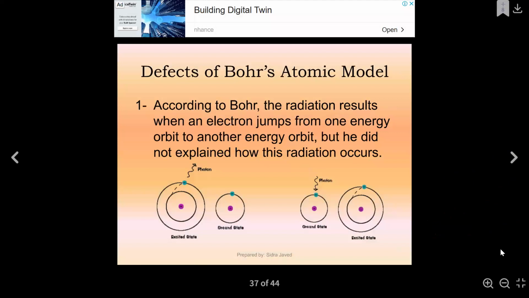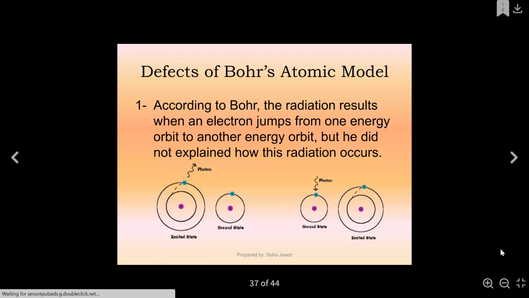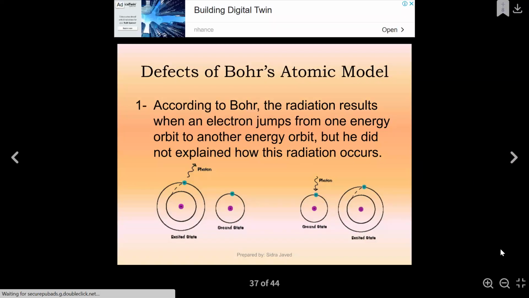Then we came to the defects in Bohr's model. So just go through this point. According to Bohr, radiation results when an electron jumps from one energy level to another energy level. But he did not explain how this radiation occurs. Okay, the electron goes from one shell to another and there is radiation of energy, but how this radiation of energy occurs was not explained.